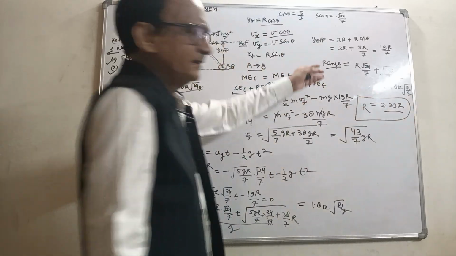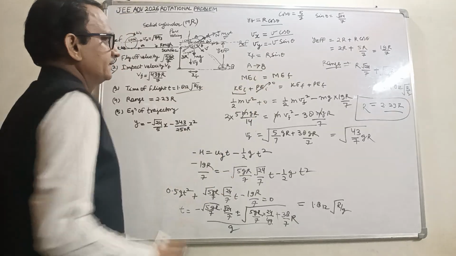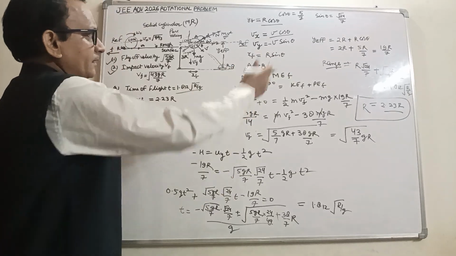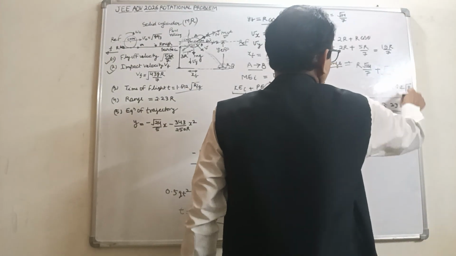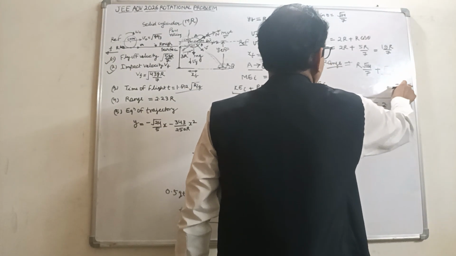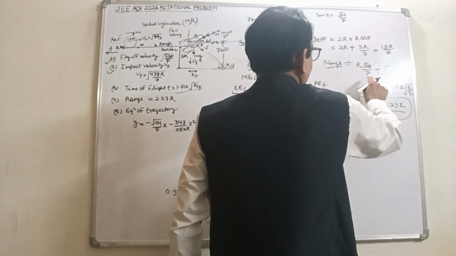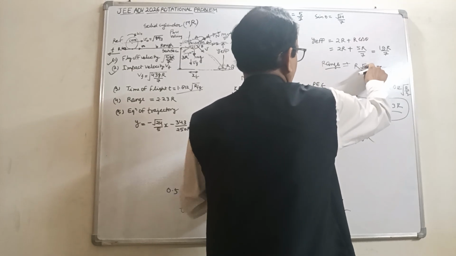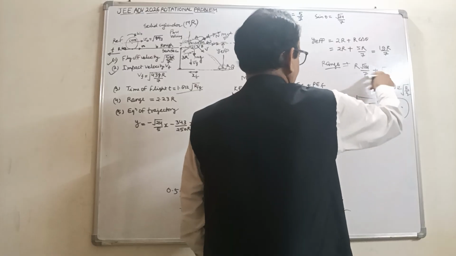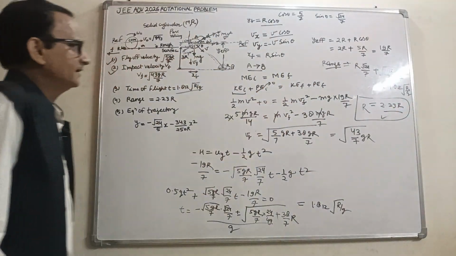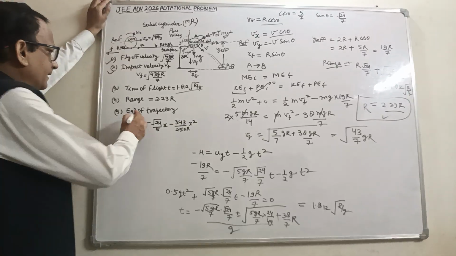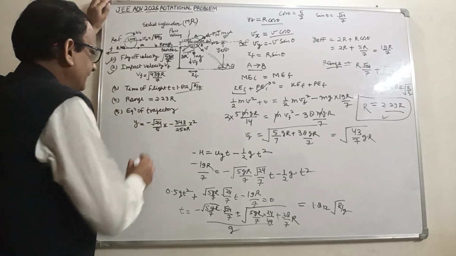Here, in the calculation, you solve the under root term, which is root 5 by 7. This is 1.282 and root 24 by 7, so this becomes approximately 5 by 7. Solving this, we get this result. Now you have to find the equation of trajectory.